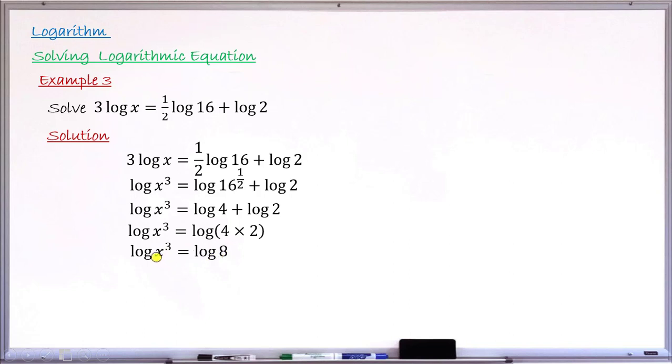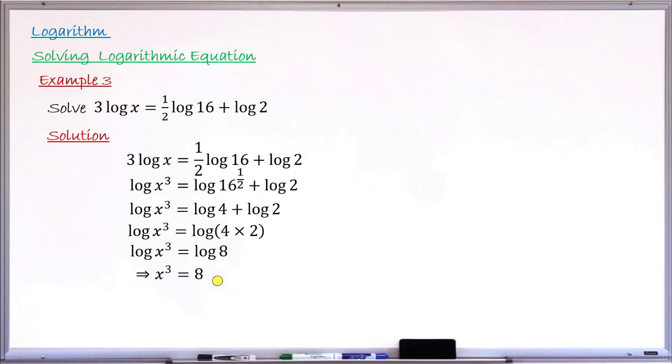So surely, as the base is the same and these logs are the same, then definitely x raised to 3 must be equal to this number 8. So you now have an index equation that you now solve for x. And this x raised to 3 equals 8.